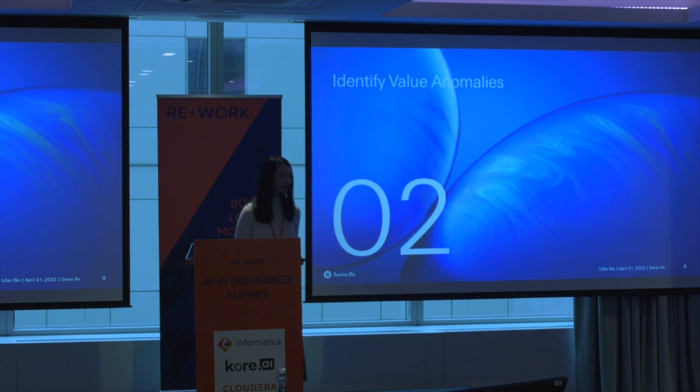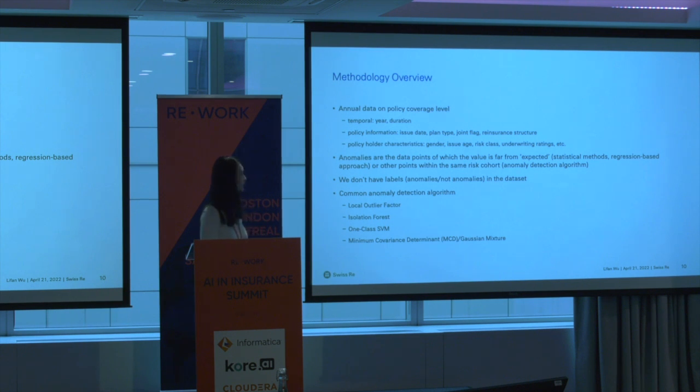So now we have defined different types of anomalies. How can we identify them? I'm going to start with the value anomaly.